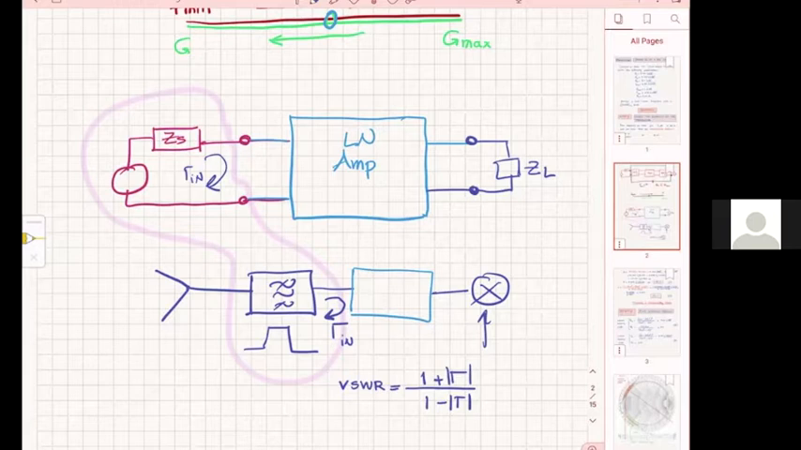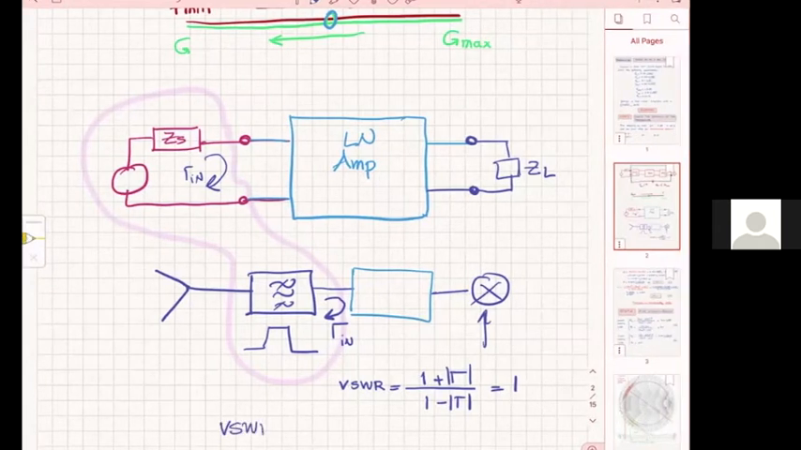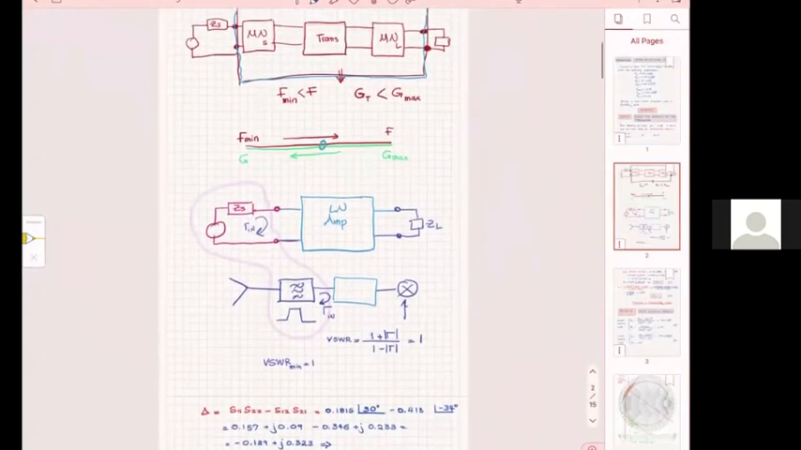So to minimize gamma, if gamma goes to 0, your VSWR is 1. That's the optimal value. And as gamma goes away from 0, then your VSWR increases. So the minimum VSWR is 1, and then it goes from there. Having said that, that's just a reminder.